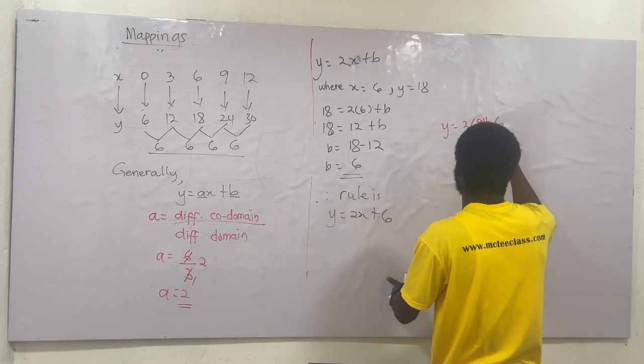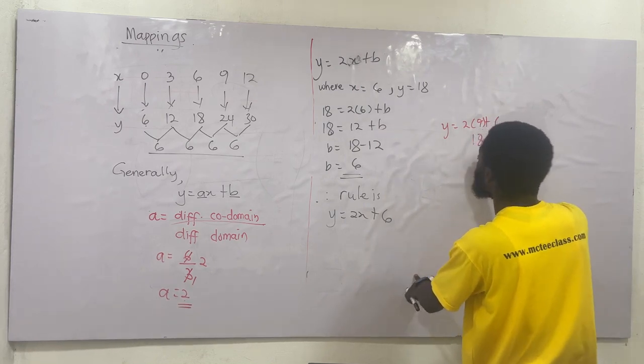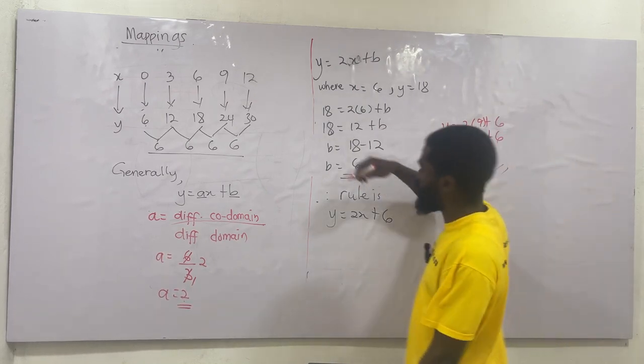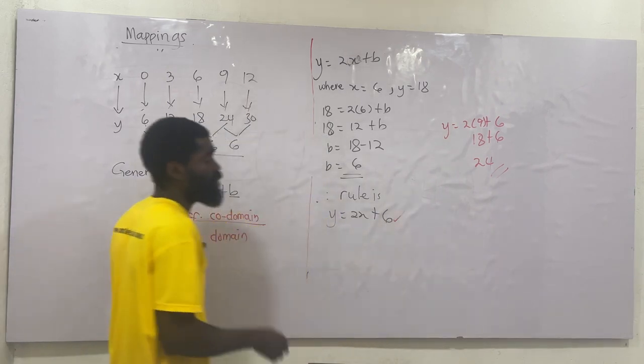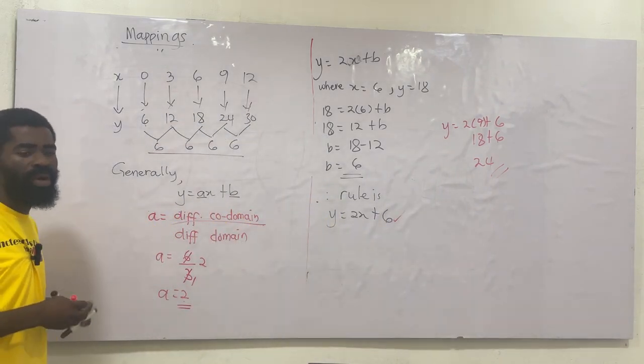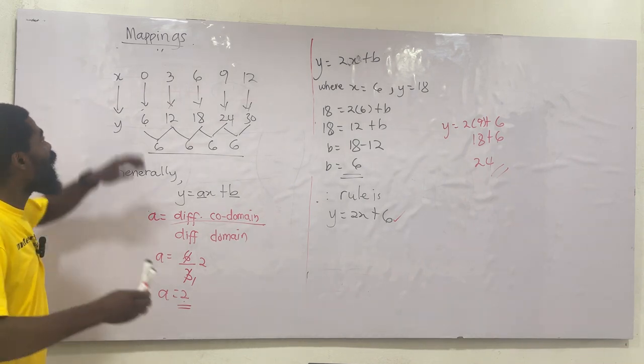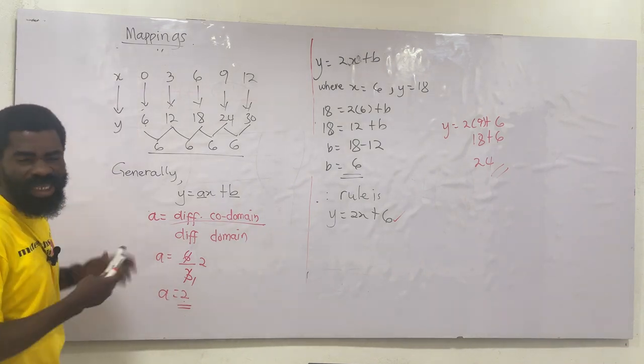9 times 2 is what? 18. 18 plus 6 gives us 24. Did we get 24? Yes. 9 mapped onto 24. That means the rule checked out. You can try a lot. So that's how we find the rule of the mapping. In this case, once again, I was giving this and that. Do you understand what I'm saying here?